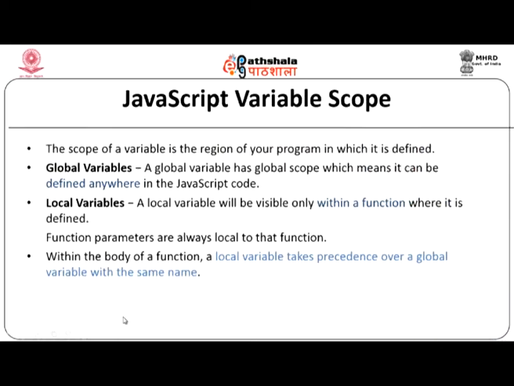Looking into the scope of a variable, the scope defines the region where you are going to use that variable. You can have global variables or local variables. Global variables have global scope, can be defined anywhere in the script code and can be used anywhere. Local variables will be visible only within the function or block where you declare them. Function parameters are always local to the function, and they are considered local variables. Within a function body, a local variable takes precedence over a global variable with the same name.